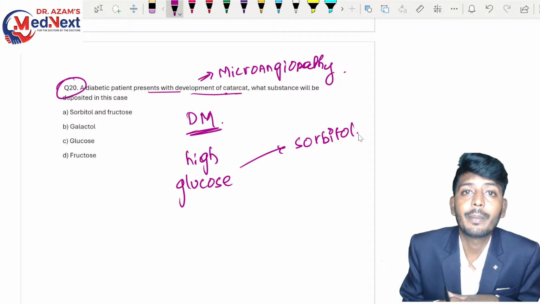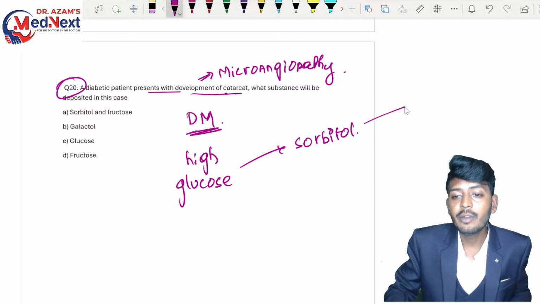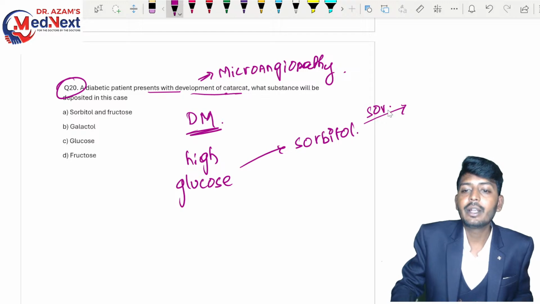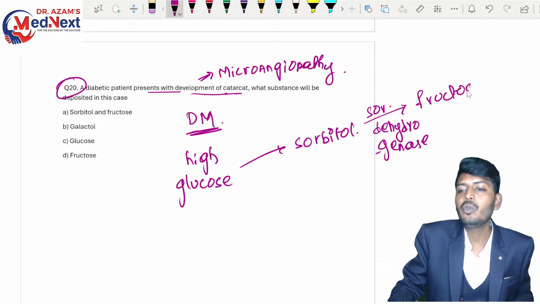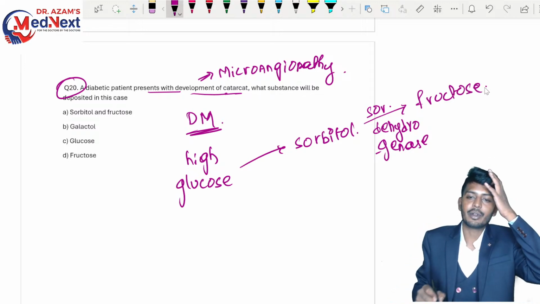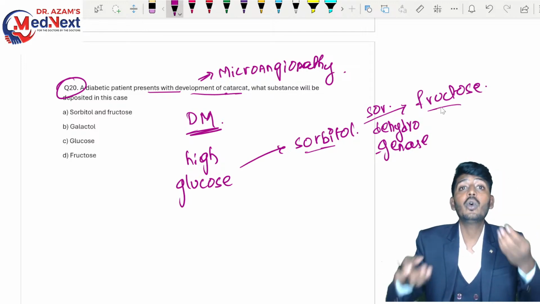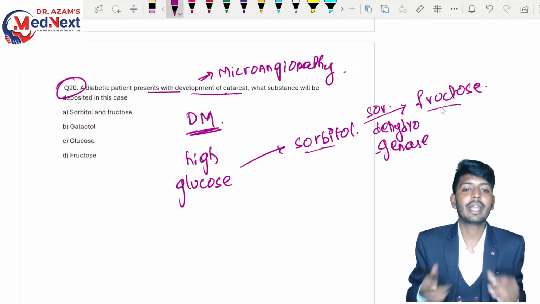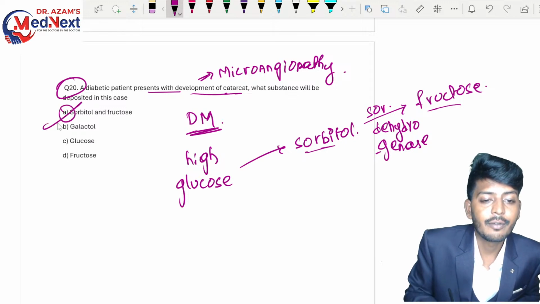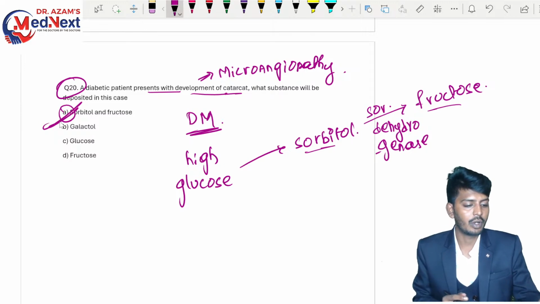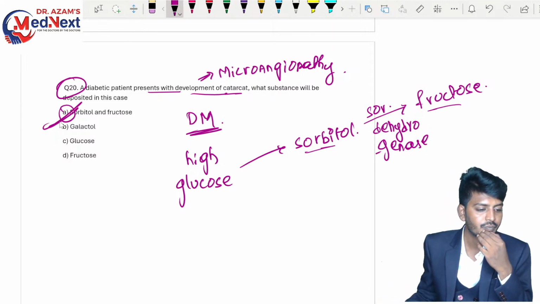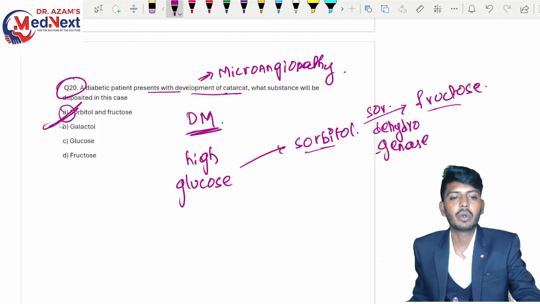What is that sorbitol pathway? Sorbitol, under the influence of sorbitol dehydrogenase, will get converted into fructose. Because of this conversion, sorbitol and fructose will start to deposit in the eye, and this deposition causes cataract. So the answer is sorbitol and fructose. Hope everybody is able to understand. All right, let's go to the next question.